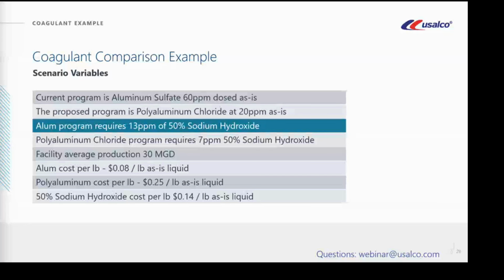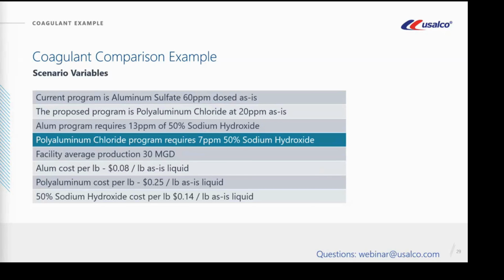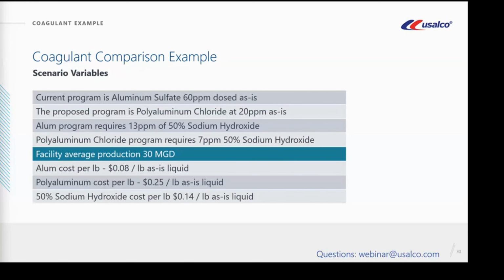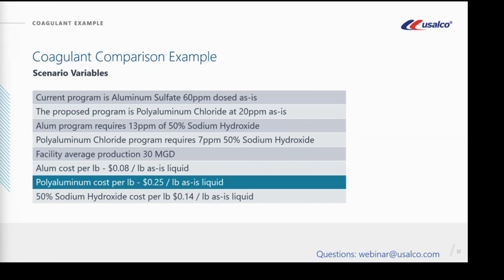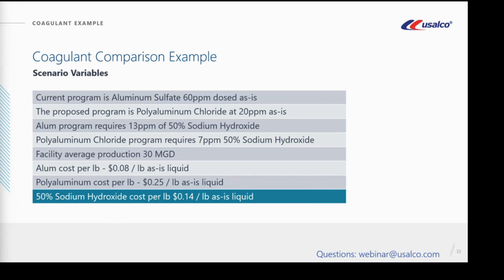And they were feeding 13 parts of 50% caustic, also known as sodium hydroxide, when using aluminum sulfate. And they feed this for pH control. They also found they would require 7 parts of 50% sodium hydroxide while using polyaluminum chloride. The average plant production is 30 million gallons per day. And we have our example costs at 8 cents per liquid pound for alum, 25 cents per liquid pound for polyaluminum chloride, and 14 cents per pound for 50% sodium hydroxide.